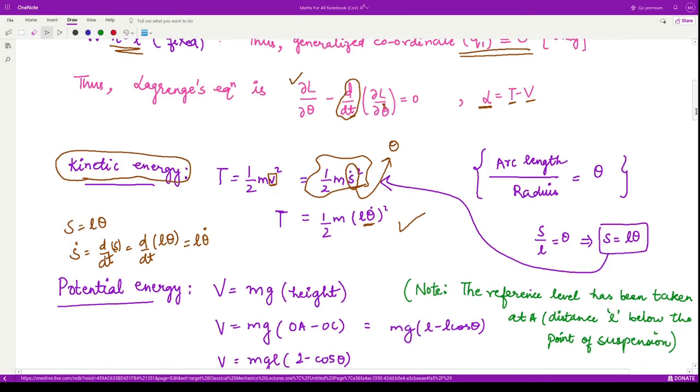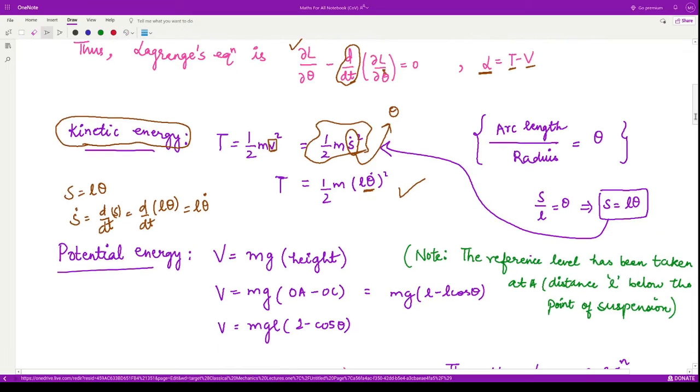Now moving on to potential energy. To calculate potential energy, we can either go by considering the potential energy to be mgh, where h is the corresponding height taken from some reference point, or you can calculate the amount of work that has been done on the system.